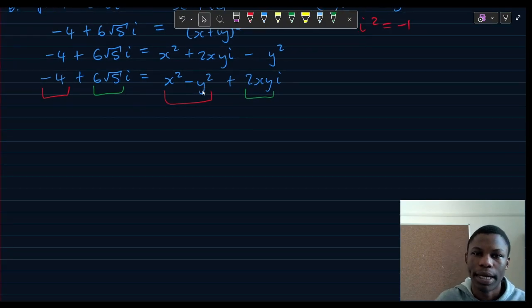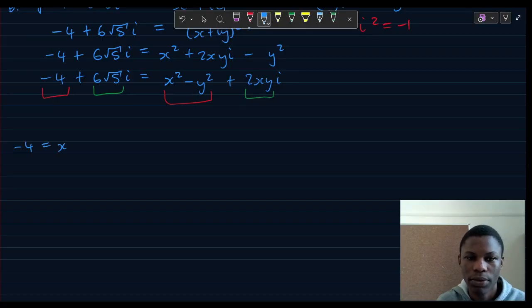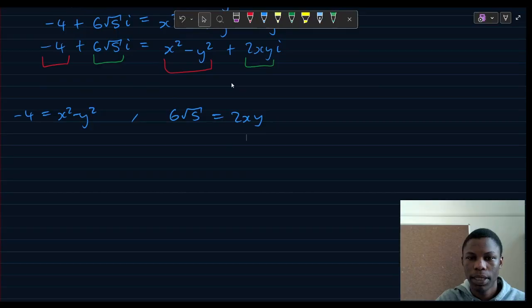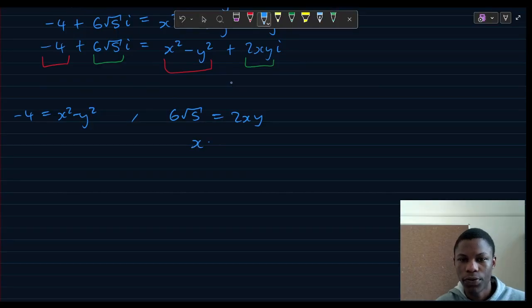So based on that, we can say that -4 has to be equal to x squared minus y squared, and 6 root 5 has to be equal to 2xy. And we can use these two equations, solve them simultaneously, and get x and y. So let's make x the subject of the formula here. That becomes 6 root 5 over 2y.